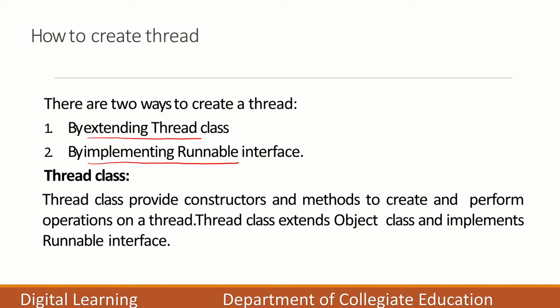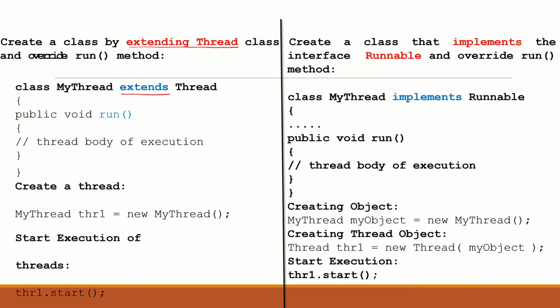So in the thread class we have a set of constructors and methods. We can create our own thread by extending this particular thread class, which means all the methods inside this thread class will be automatically obtained by our thread also. Let us see how to create a thread in both ways. One is by extending the thread class and the second one is by implementing the runnable interface.